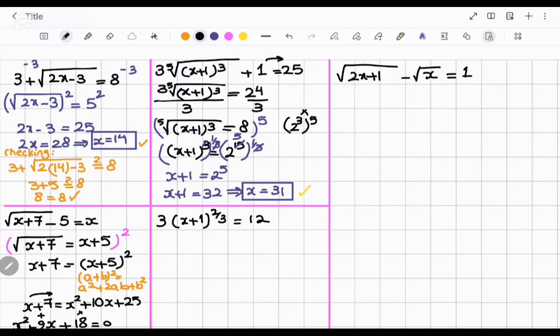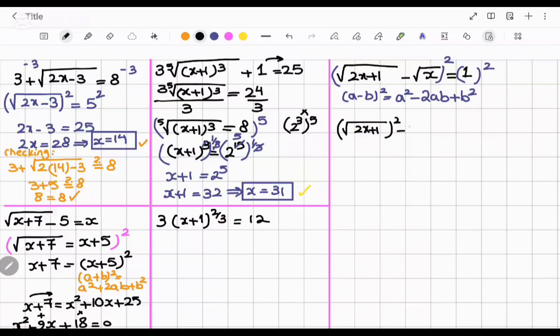I can't do anything like that, and I cannot isolate the radical. So what I'm going to do is that I'm going to square both sides. Okay, this is going to be a special case over here. Let me write this part separately. It's (a minus b) to the power of 2. See, this is going to be the a part, and this is going to be the b part, okay? So it's (a minus b) to the power of 2, which is going to be a squared minus 2ab plus b squared, okay?